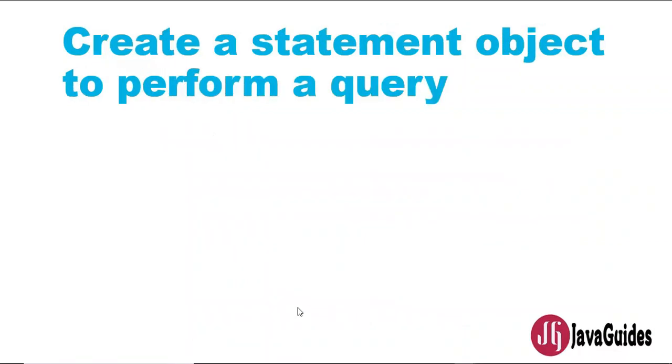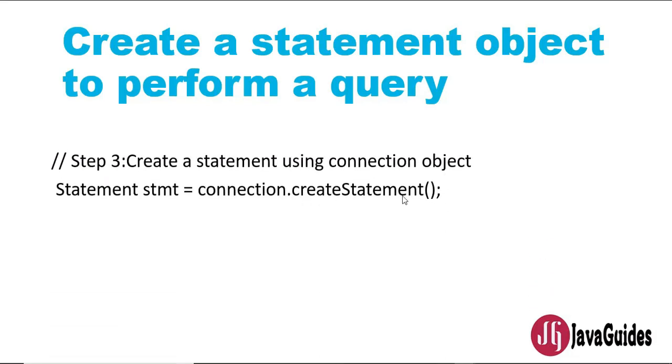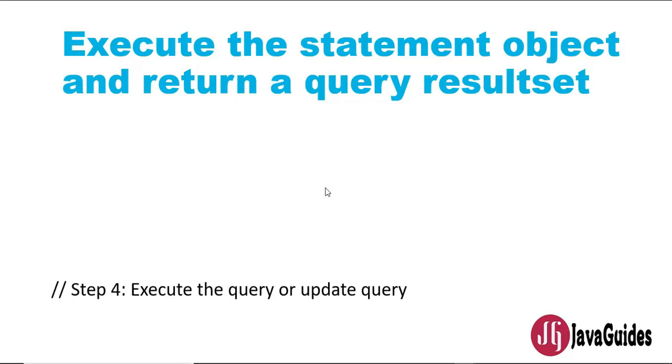And the third step is to create a statement object to perform a query. We can use the createStatement method to create a SQL statement. For example, notice here, once we get a connection object, then we can use the createStatement method to create a SQL statement. And the fourth step is to execute the statement object and return a query result.